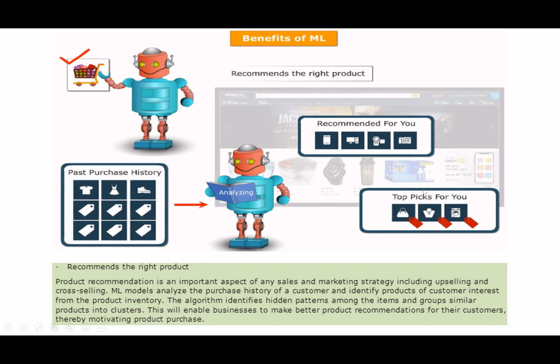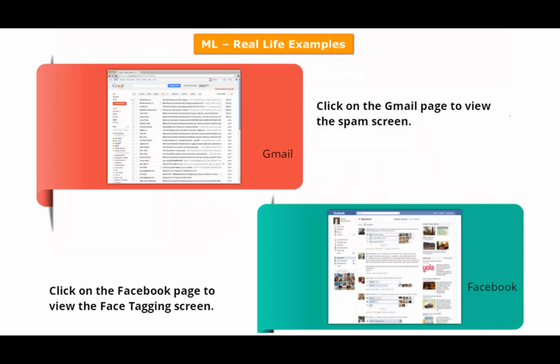So based on our purchase history, we can give recommendations and show top picks for you, right? Suppose I'm looking for a branded product under 1,000 which should also have some offer, so the algorithm will pick the best products for you and show you on the screen, right?